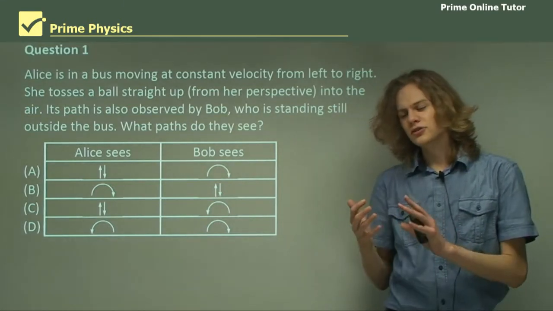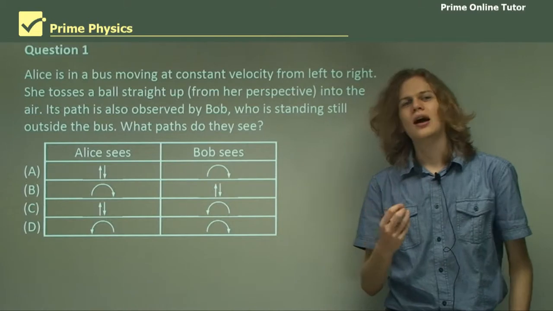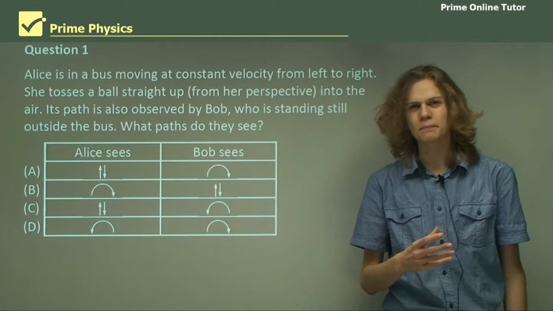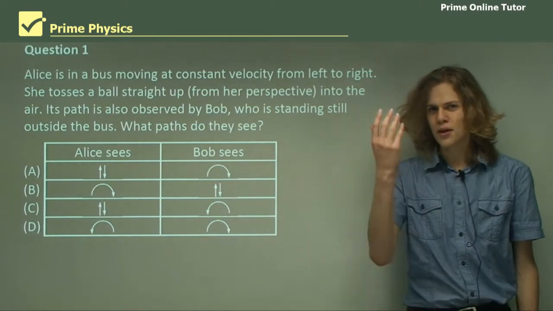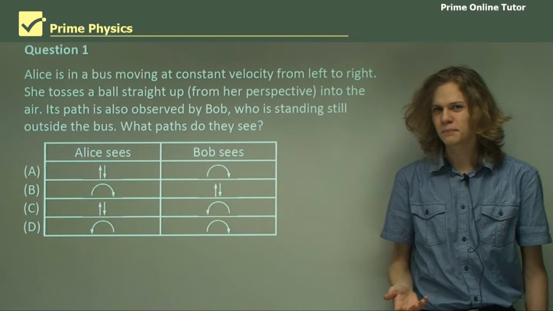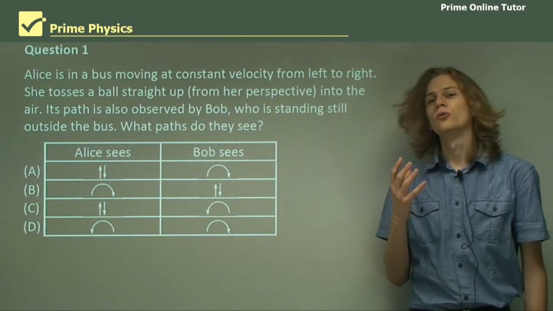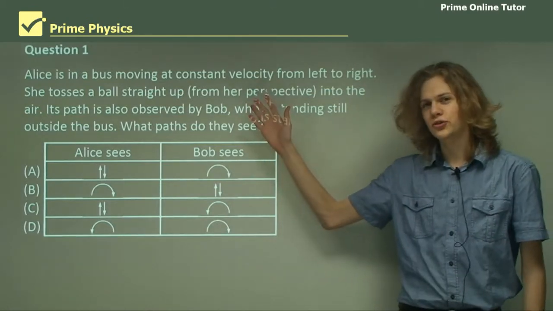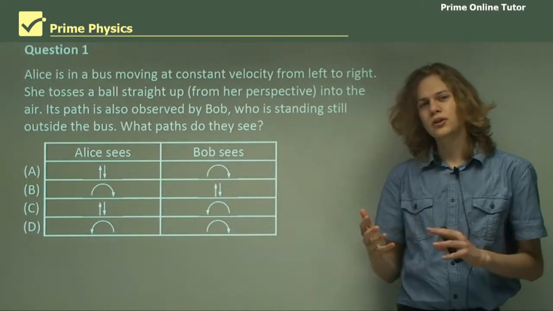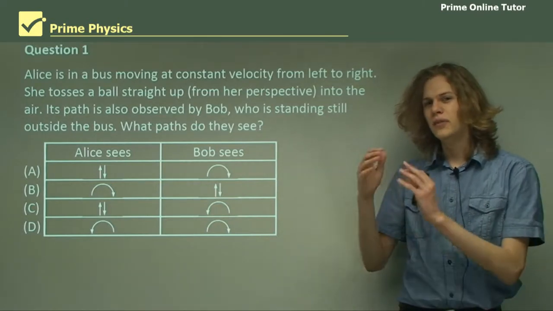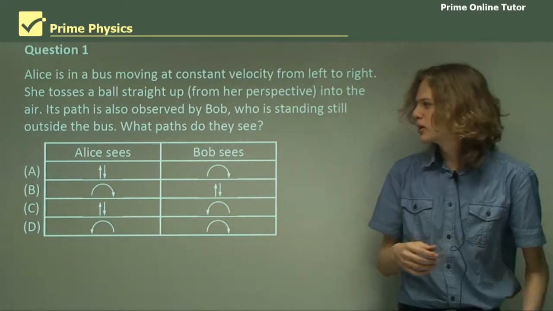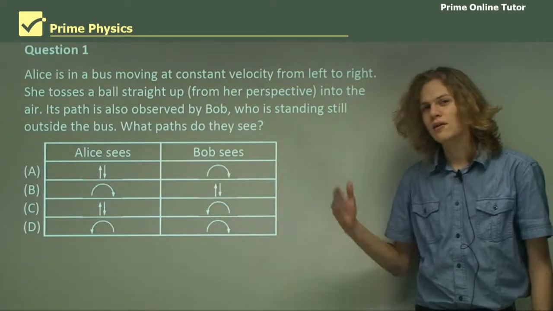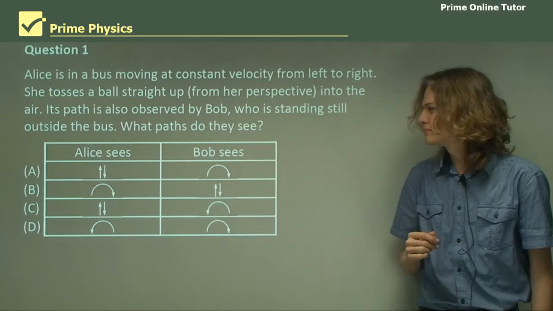Well, first of all, let's ask ourselves what would happen if we tossed a ball straight up and we were not moving. We're in an inertial frame of reference that is stationary. The ball's going to go straight up and then come straight back down, right? Now, if the principle of relativity holds true, then that means that if we're in a bus traveling at constant velocity, then we won't be able to tell the difference between that bus and a stationary bus. So Alice is going to see the ball move straight up and straight down. So we have A or C as our options.